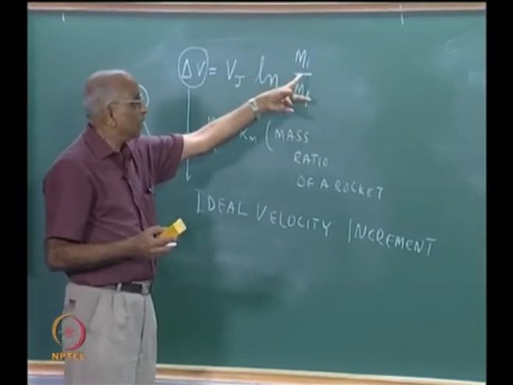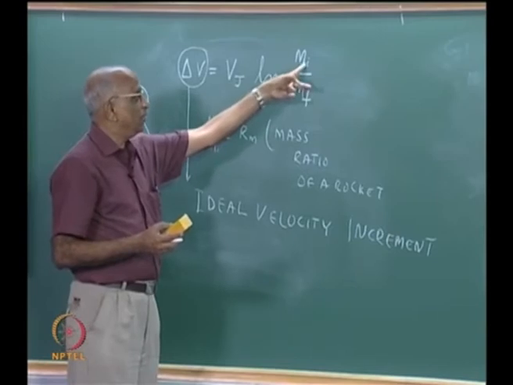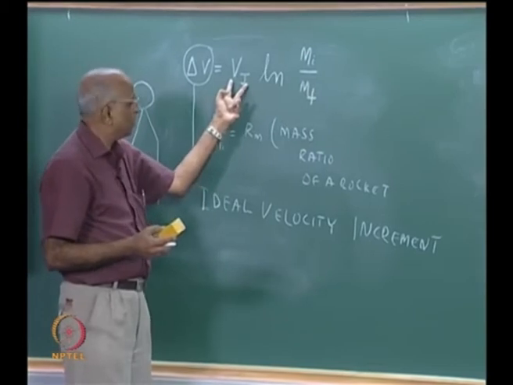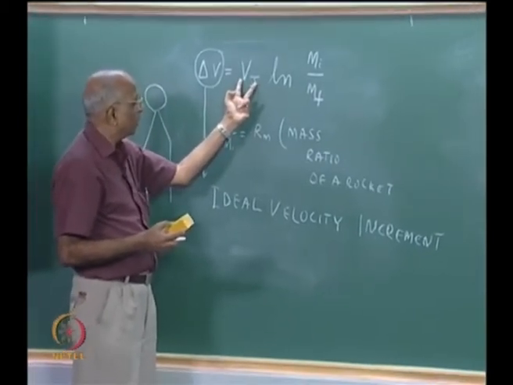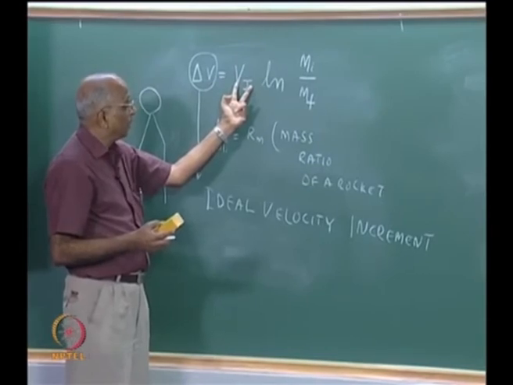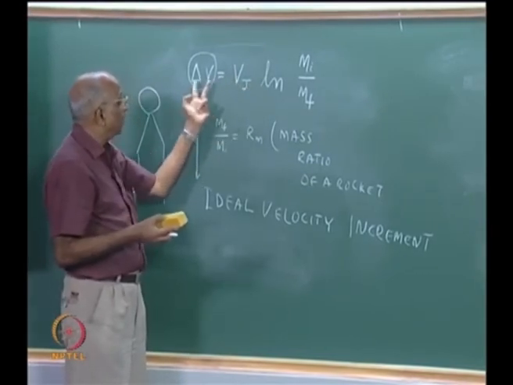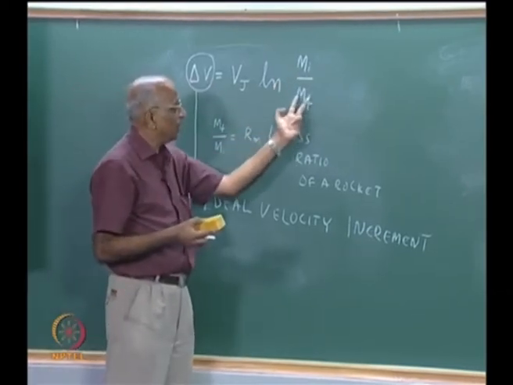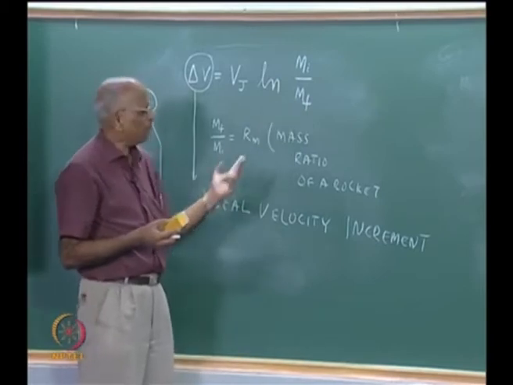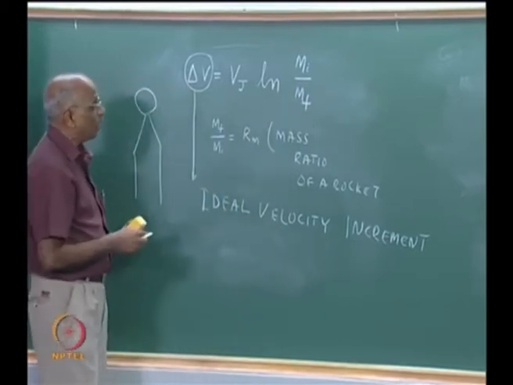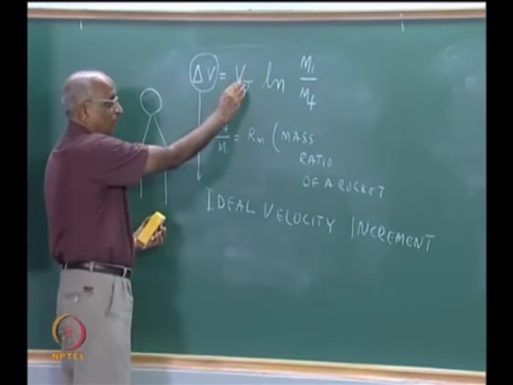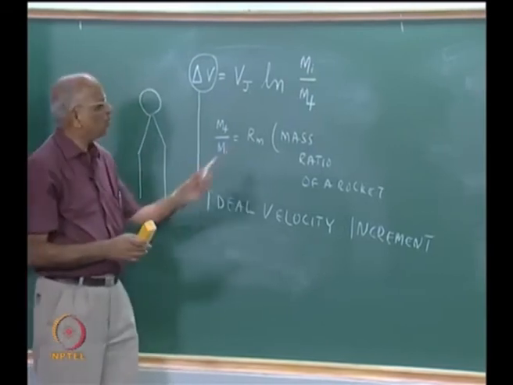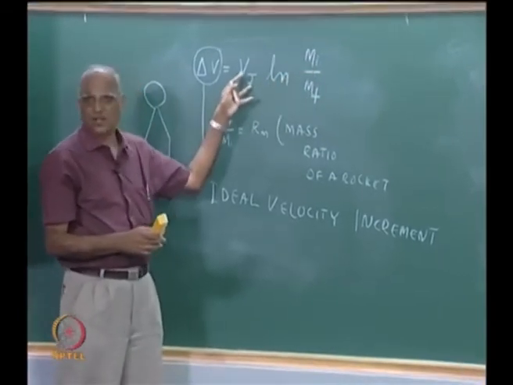That means the difference between the initial and final must be large, and also the Vj must be a large value. That means the jet velocity becomes a controlling parameter, and the higher this jet velocity, you can have a higher delta V that you require in missions, and in addition you need a large difference in this. Therefore, the figure of merit of a rocket, if somebody were to ask us, we must say, well, one is the jet velocity, the other is something related to the masses. Therefore, let us go back and look at this term, because this is fairly clear to us.